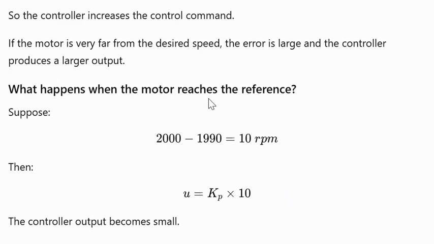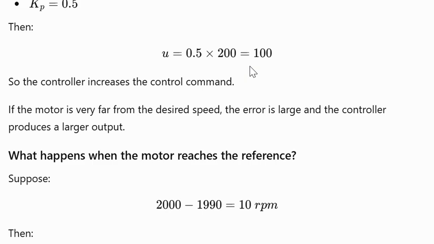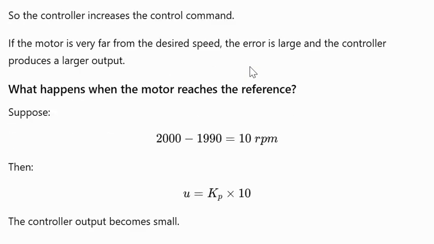If the motor reaches near the reference, let us consider that only 10 RPM differs, then the controller output becomes small, because U is equal to KP into 10, right? KP, as we defined, is 0.5 only. So 0.5 into 10, you will be getting a controller output of 5.